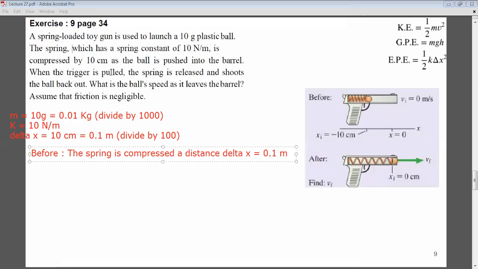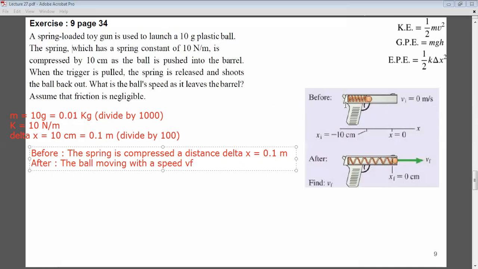When the trigger is pulled, then it is released. The spring is released and shoots the ball back out. So it's released, and then when it reaches x equal to 0, it pushes the ball. So after, what do I have? I have the ball moving with a speed v final. Okay, they call it v final. Before, they say v initial equal to 0. So there was no v initial.